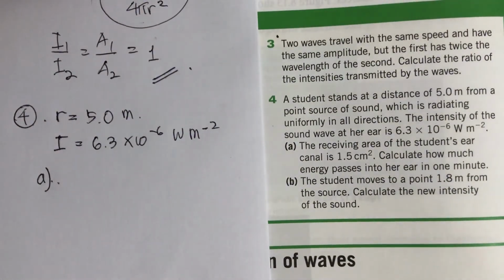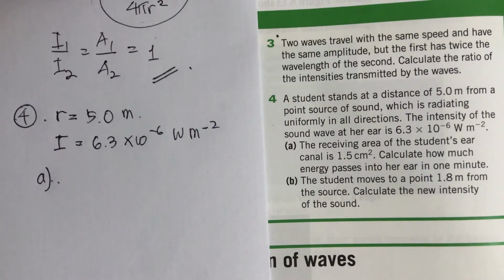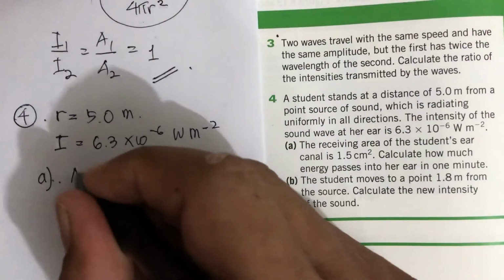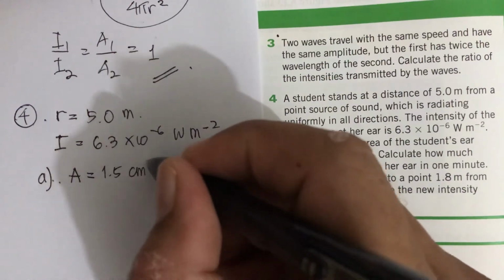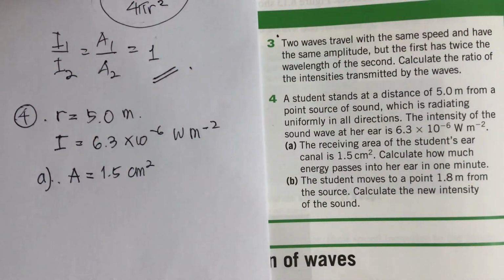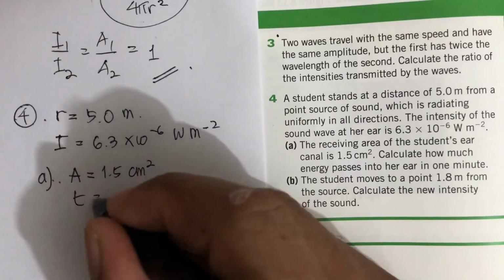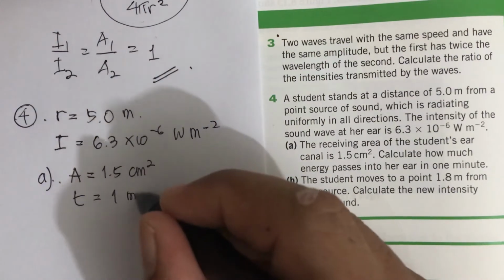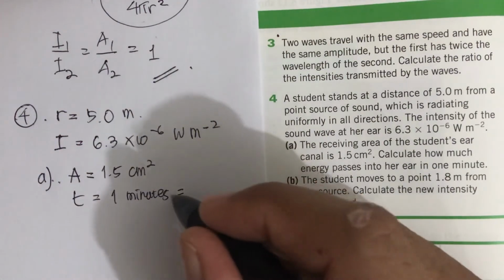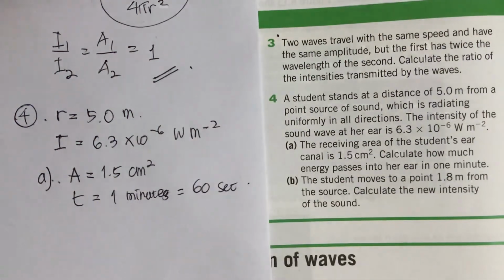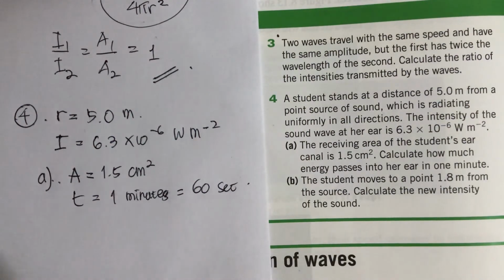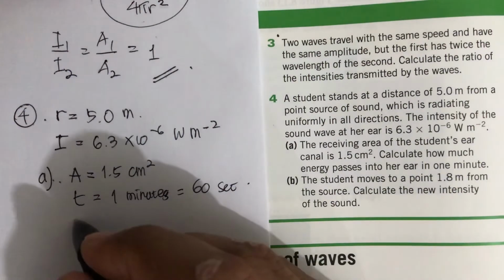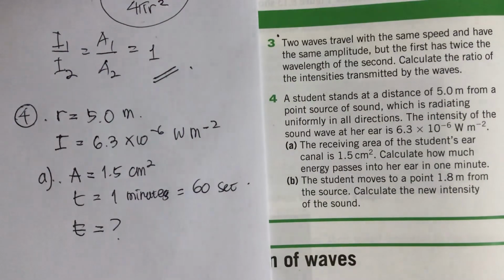Question A. The receiving area of the student's ear canal is A, 1.5 centimeter squared. Calculate how much energy passes into her ear in 1 minute. We have the time, 1 minute, which is the same as 60 seconds. The question is how much energy.